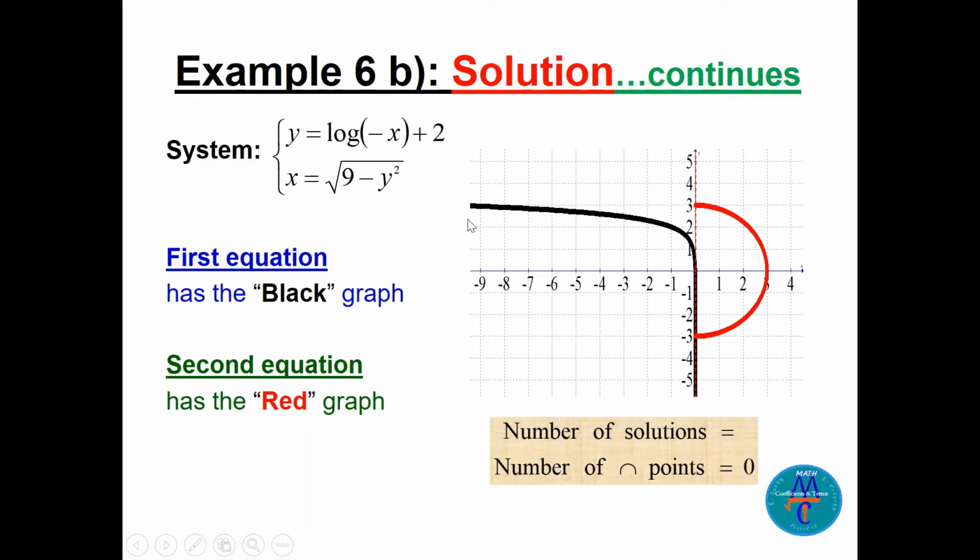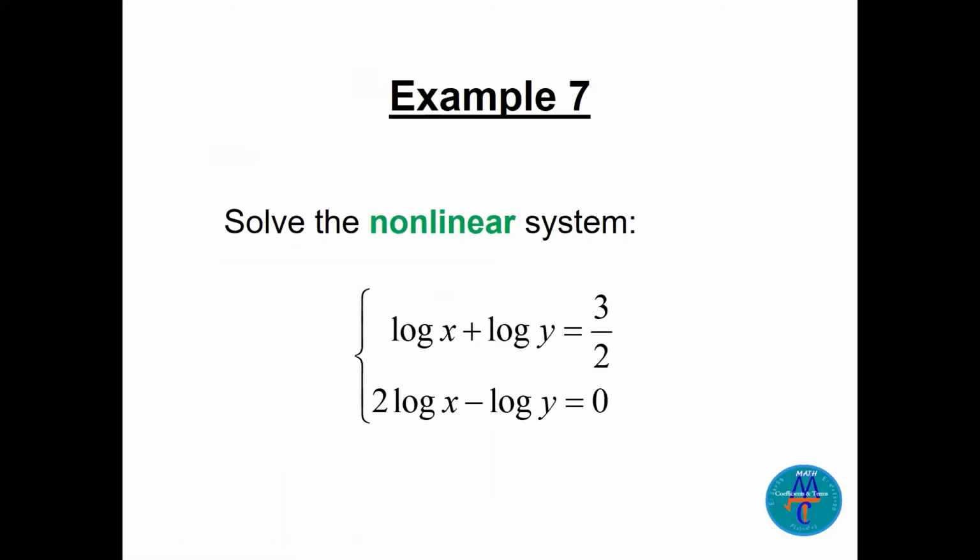And this is logarithmic function increasing, and it is reflected. See, the basic was increasing like this. And then this is reflected in the y-axis, shifted up 2 units. So the whole graph on the left side of the y-axis, and this graph on the right side of the y-axis. So the black is the first equation and the red is the second one, half a circle. So what is the number of solutions? 0. That means no intersection points.